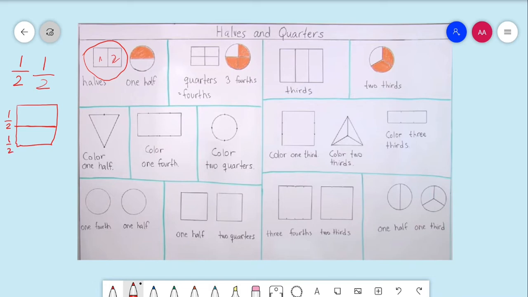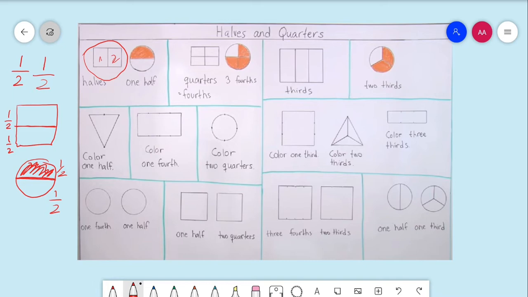Similarly, you can see the circle is half colored and half empty. So this is a circle which is half colored. This portion is colored and this portion is not colored. So it's called half is colored and half is not colored.